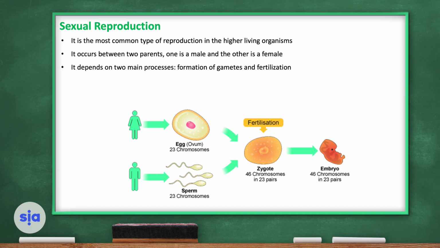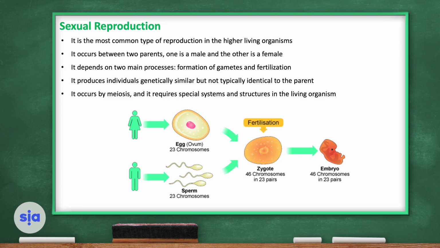Sexual reproduction is the most common type of reproduction in higher living organisms. A male and a female are essential for sexual reproduction, and it depends on two main processes: formation of gametes, as I said before, and the step of fertilization. It produces individuals genetically similar. So if they are humans, the zygote and the embryo will be humans. Cats, the embryo will be cat. Dogs, the embryo will be dog, and so on. But they are not identical to the parent. So you are similar to your parents, to your mom and dad, but you're not identically the same.